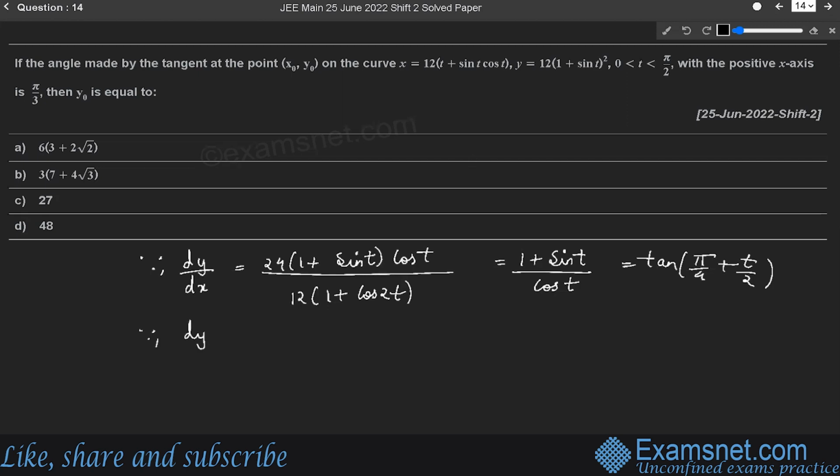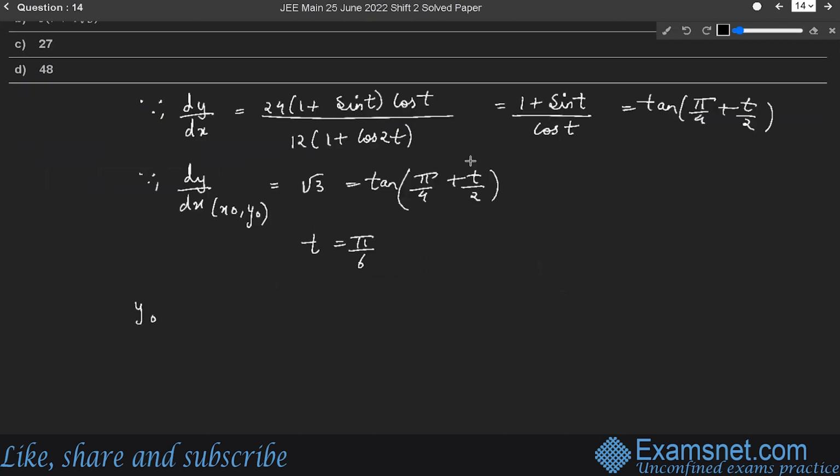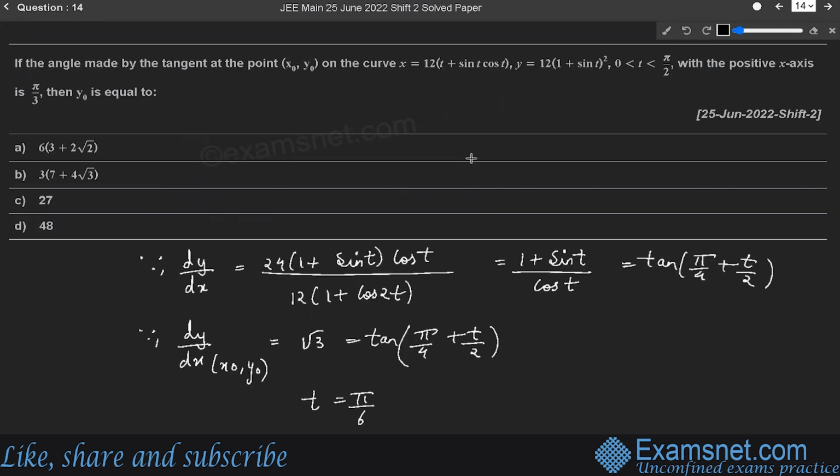Since dy by dx at x0, y0 will be equal to root 3, which is equal to tan of pi by 4 plus t by 2. So it is clear that t will be equal to pi by 6. So we can say that y0 at t equal to pi by 6 will be equal to 12 into 1 plus sine pi by 6 whole square. So this will be equal to 27. Therefore, we can say that the correct option for this question is option number C, which is 27.